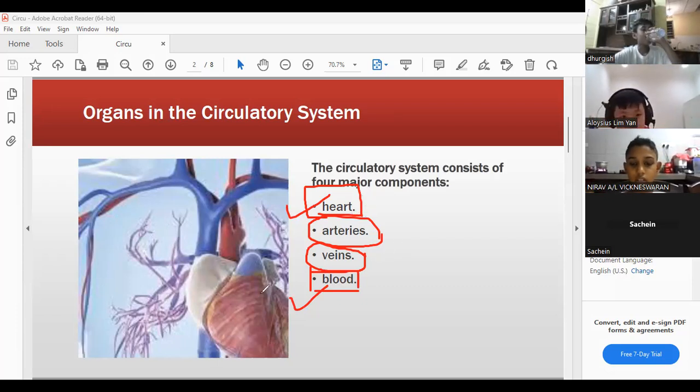Okay. Can you see this picture here? Can you see this little thing here? This is your little heart. Yes, this is your heart.